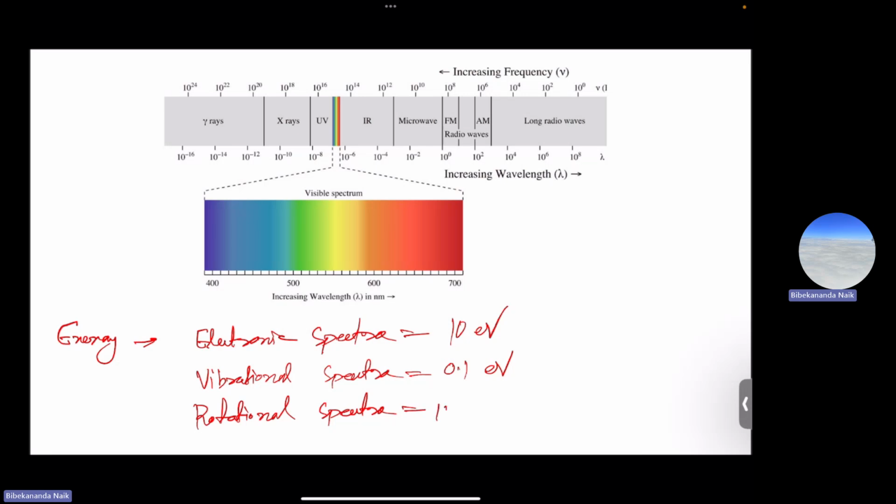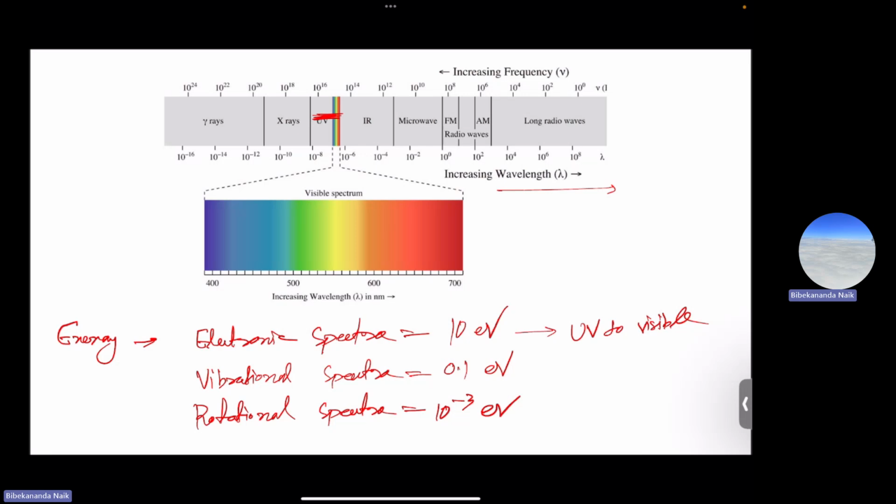For rotational spectra, the order of energy is 10 to the power minus 3 electron volt. We know that electronic spectra lie in the UV to visible region. In the case of vibrational spectra, the order of energy is less than that of electronic spectra. As you can see, this is the increasing wavelength axis: wavelength increases along this direction and frequency increases along this.